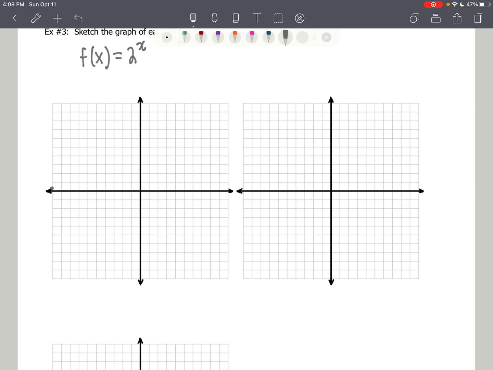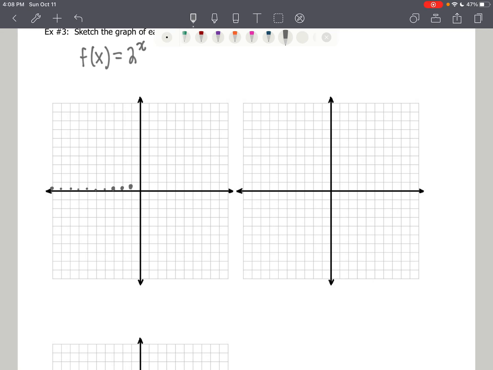If I put a negative 9 in, I would have 1 over 512, still a very, very small number, close to 0. If I put an 8 in, I would have 1 over 256, and so on and so forth. So these numbers are very, very close to 0. If I put a negative 3 in, I have 1 over 8. If I put a negative 2 in, 1 over 4. If I put a negative 1 in, 1/2.